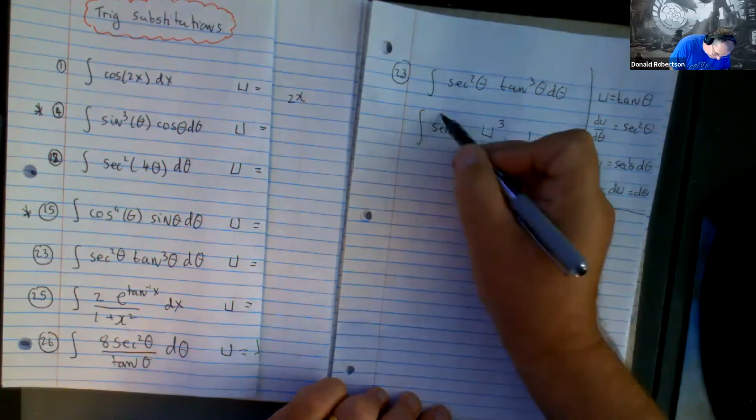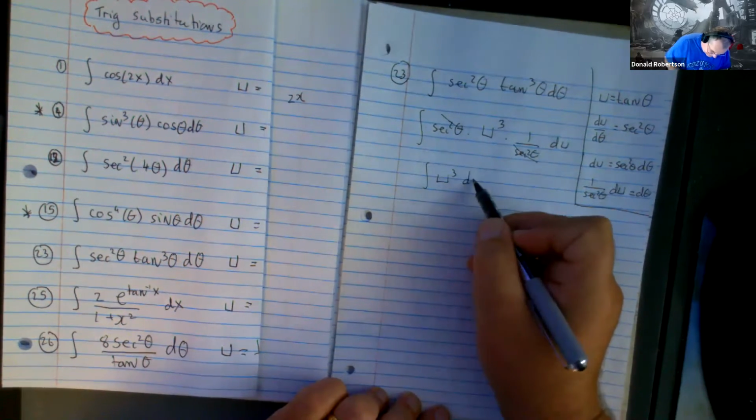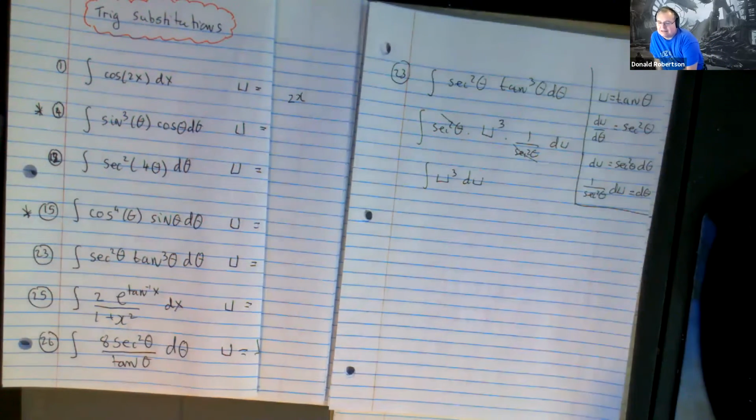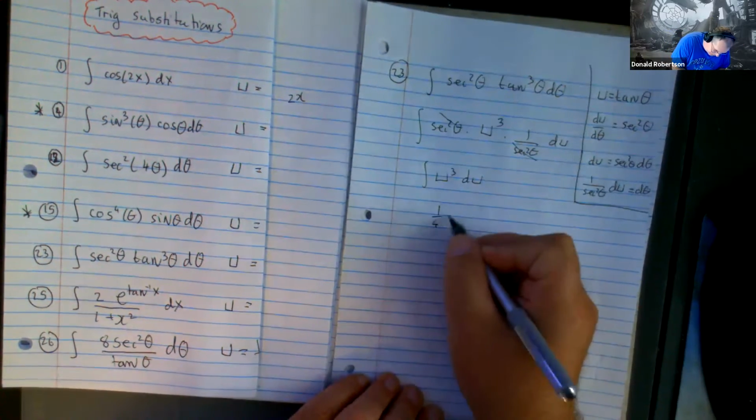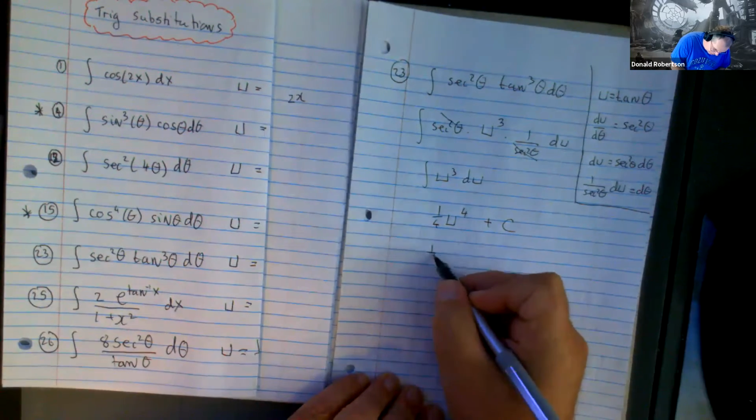And these cancel. And that third line is perfect. Isn't that exactly what you want? Power rule. Add 1 to the power, divide by the new power, and then return it back to tangent.